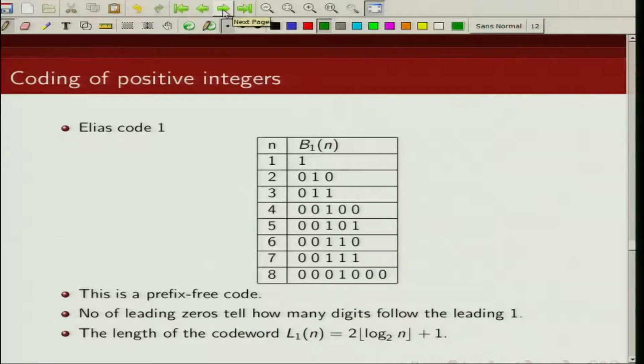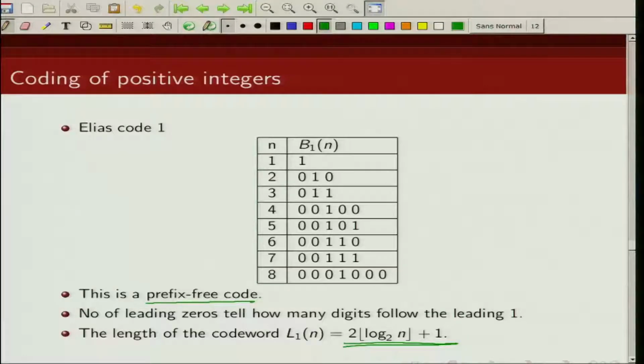Now, as I said, the bad part about this code is you are now requiring 2 times floor of log to the base 2 of n plus 1 bits. So the length of the code word is almost double of what was required for binary representation. However, the good part about this code is it is prefix free. So then how can we design a code which is prefix free, however the code word length is smaller, especially for large n?